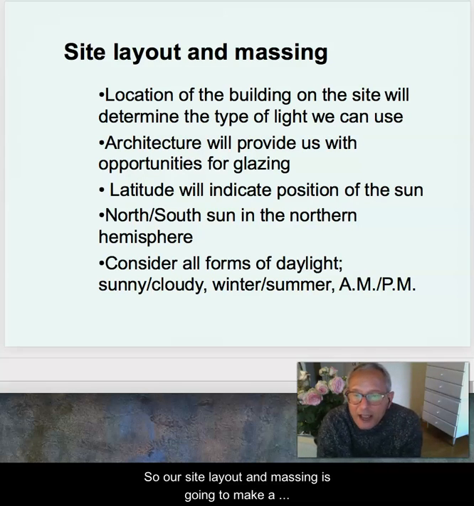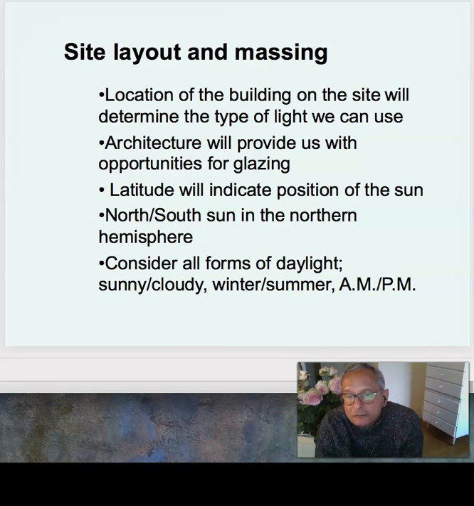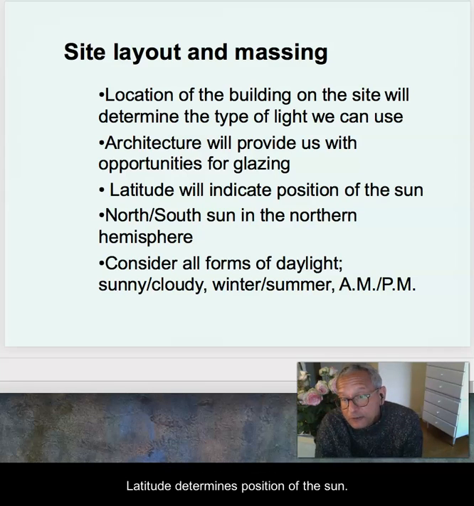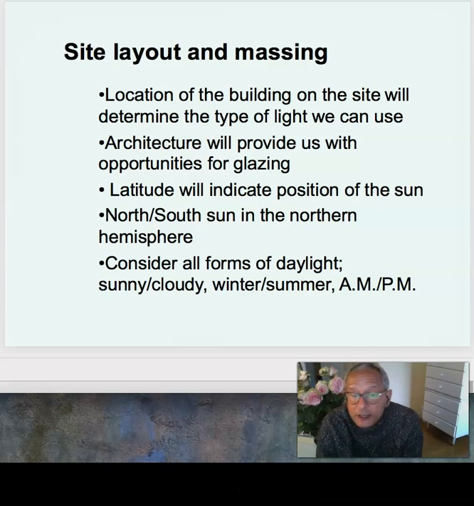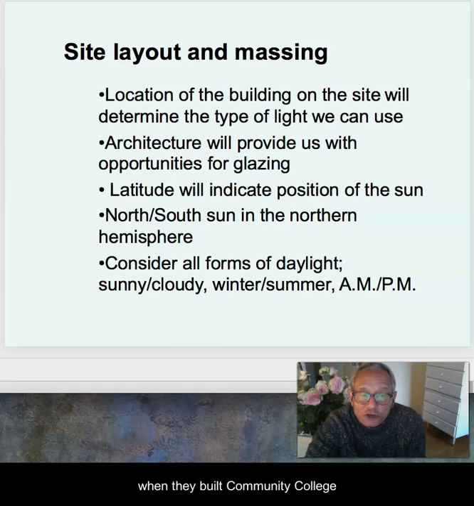So our site layout and massing is going to make a big difference about what kind of light opportunities we're going to have. The building's going to provide opportunities for glazing. Latitude determines the position of the sun. And we want to think about all of the forms of daylight, when it's sunny, when it's cloudy, winter, summer, morning, afternoon. It is one of those things that is a dynamic and changing force.